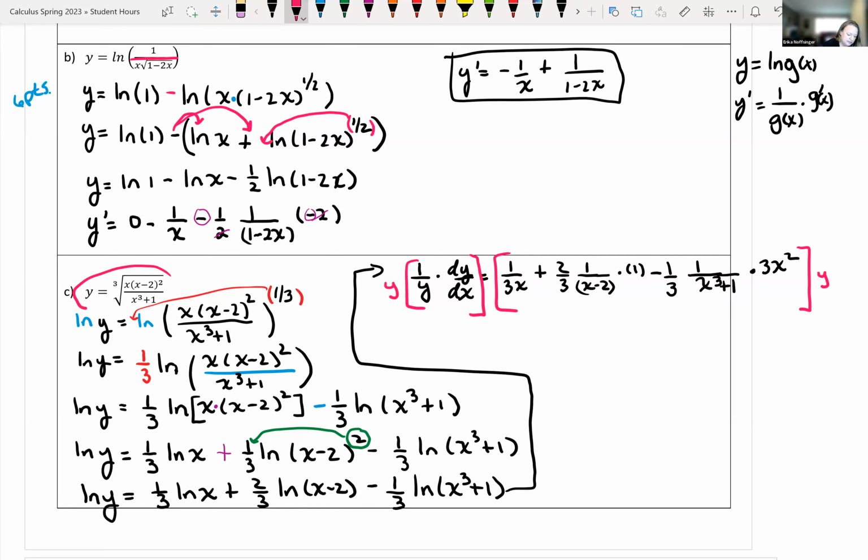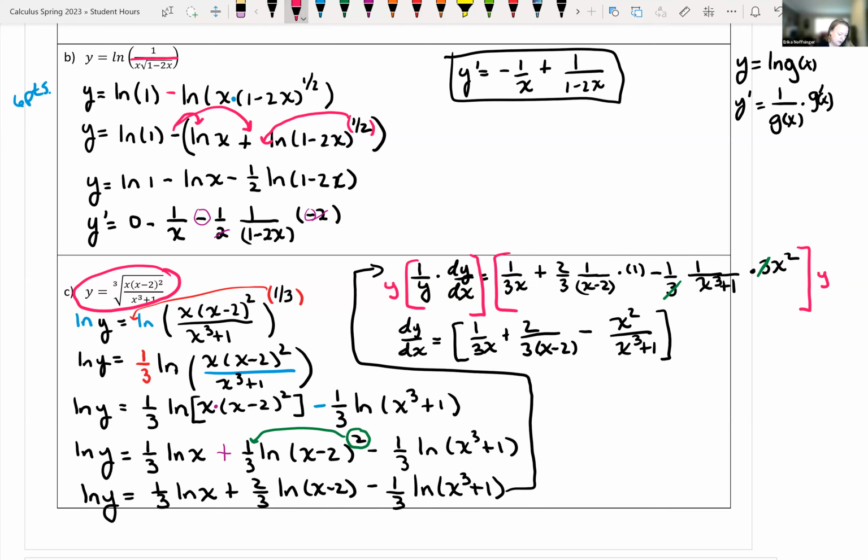But recall, this is what y is. So when we multiplied on that right side, let's just define it as what it was when we originally got it. So we found that the derivative dy/dx is equal to 1/(3x) + (2/3)(x - 2) minus, so notice over here, this third grouping, the 3's cancel in the numerator and denominator, and we would be left with x squared all over x cubed plus 1 all times y.